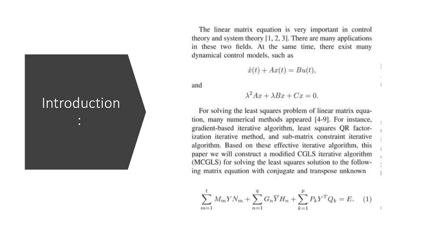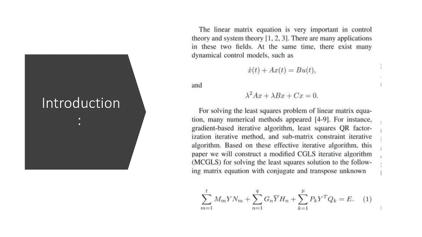Introduction. The linear matrix equation is very important in control theory and system theory [1, 2, 3]. There are many applications in these two fields. At the same time, there exist many dynamical control models such as x double dot of t plus Ax of t equals Bu of t, and lambda square Ax plus lambda Bx plus Cx equals 0.